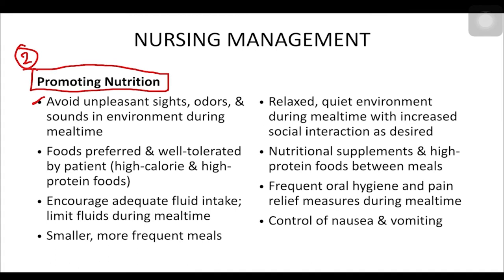Next is food prepared, preferred, and well-tolerated by the patient. So, usually, kung ano yung gusto ng patient, as long as it's high calorie, kasi you want to replace energy or give energy to the patient, and high protein food. High protein is, since may weight loss, gusto mo mag-build ng muscle mass, so you encourage foods rich in calorie and protein. Okay, next one, encourage adequate fluid intake.